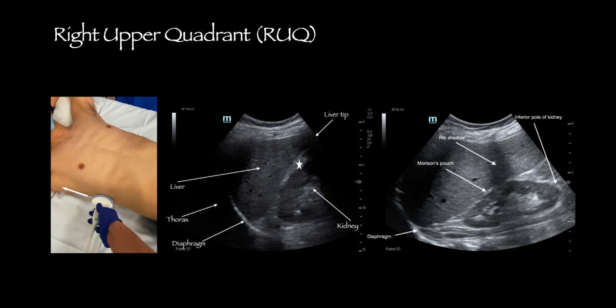So these are from top to bottom again, the pleural cavity above the diaphragm, between the diaphragm and the liver, which is the subdiaphragmatic space, between the liver and the kidney, which is Morrison's pouch, at the tip of the liver, and then finally at the inferior pole of the kidney.